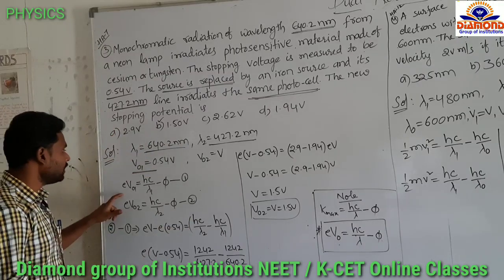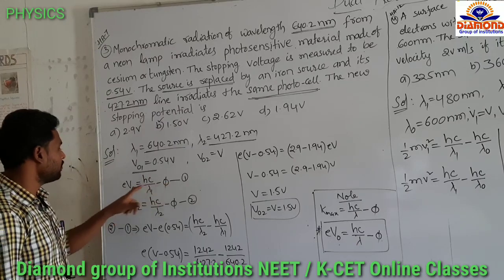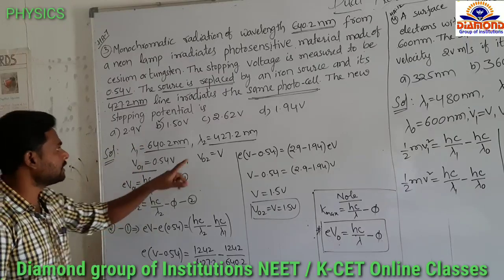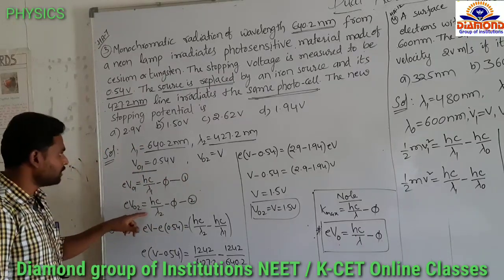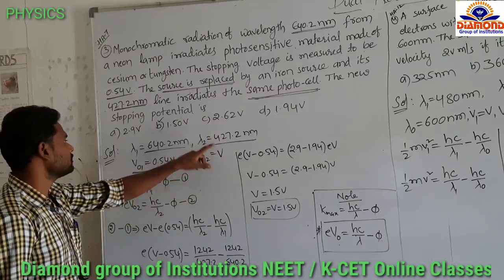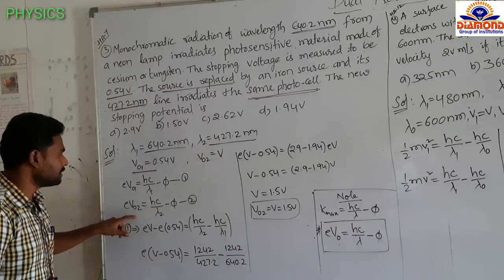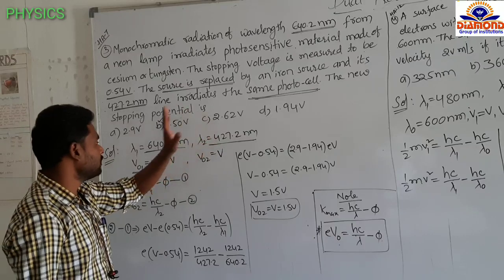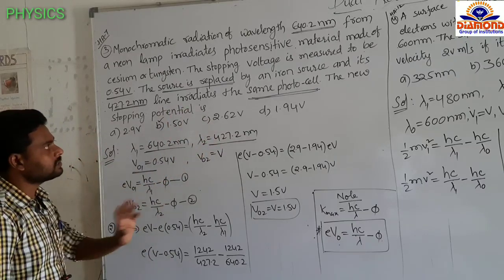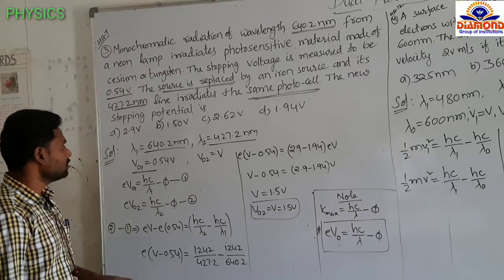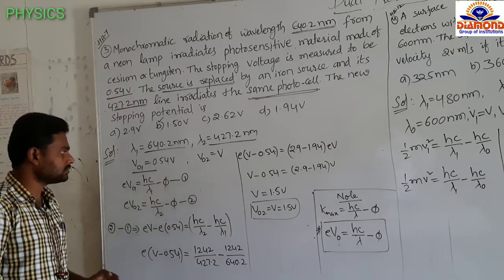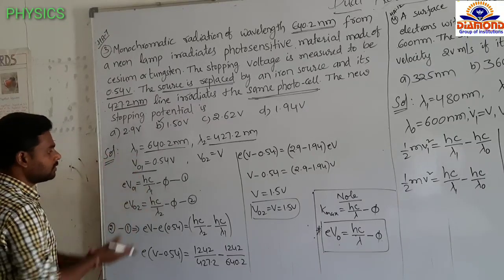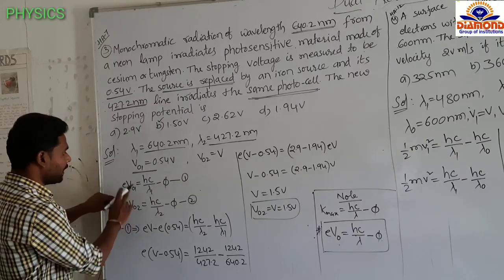From the equation, eV01 equals hc by lambda 1 minus phi. V01 is the stopping potential in the first case, lambda 1 is the wavelength in the first case. In the second case, I am writing the equation eV02 equals hc by lambda 2 minus phi, where V02 is the stopping potential in the second case. I am assuming V02 is equal to V, hc by lambda 2 is for the second wavelength, and phi is the same. That means we are not changing the metal surface, just changing the source, so the metal work function is the same in both cases. Now what I am doing is 2 minus 1, subtracting 1 from 2. Then see, now eV02 minus eV01.